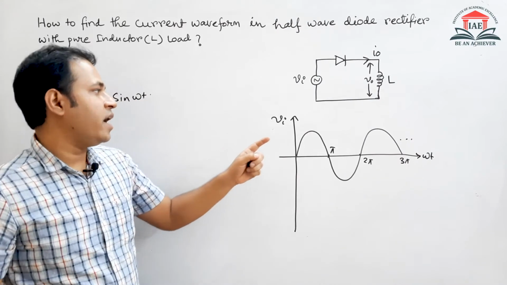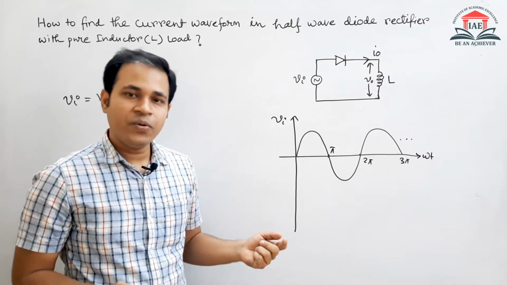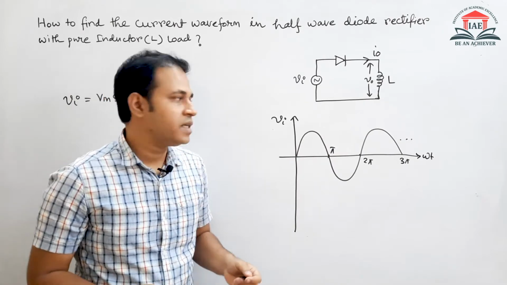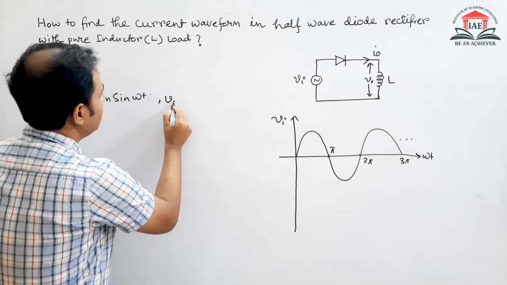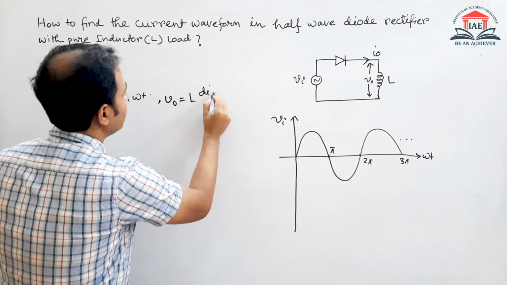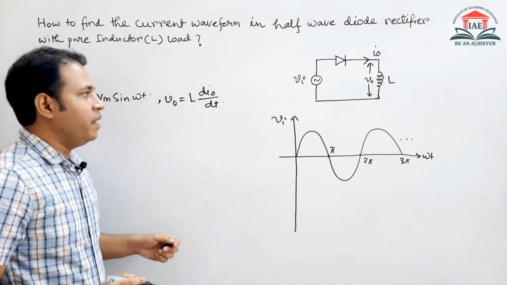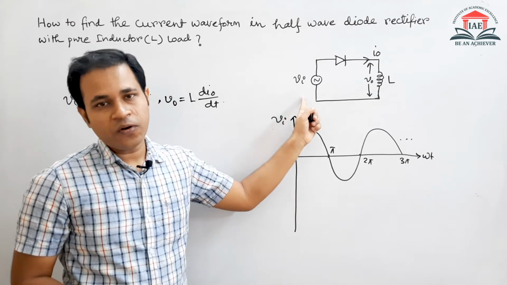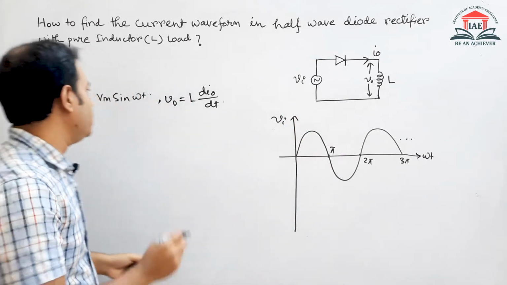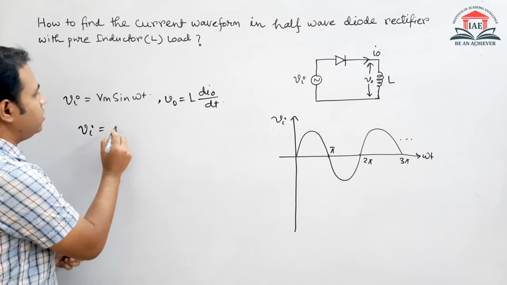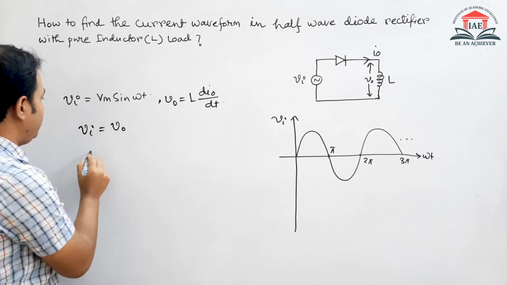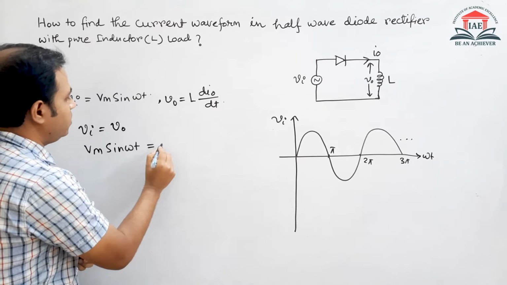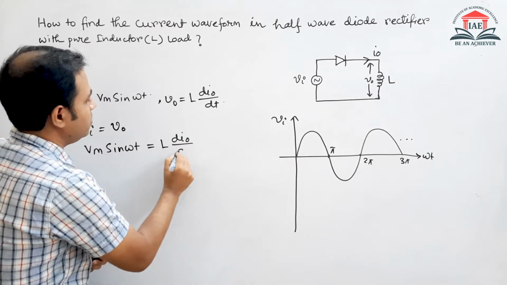Now the output voltage, as we see here, the pure inductor is connected. So we know that in case of pure inductor, the voltage is equal to L di/dt. So we can write it here: the voltage equal to L di0/dt. Now we see that the diode will be forward biased in the positive half cycle. So we can write the input voltage is equal to the output voltage. So Vi equal to Vo, and this will be Vm sin omega t equal to L into di0/dt.